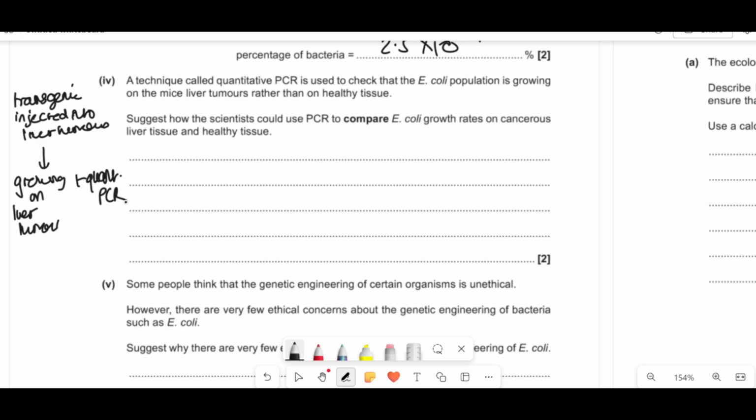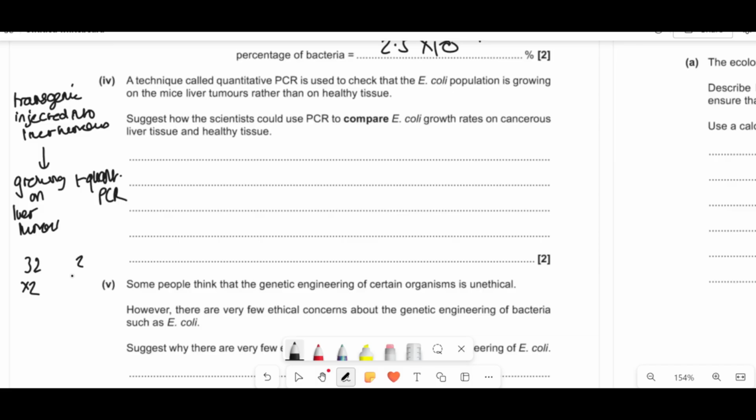When you're growing these on the liver tumor, they're going to be replicating. They're going to be having DNA replication, aren't they? And PCR also does DNA replication. On healthy tissue, it's told you in the question that they shouldn't really be there. For example, if we have 32 of these transgenic bacteria on the liver tumor, right? That's going to be 32 DNA strands, right? And every time you do PCR, it's going to be times 2. Imagine there's going to be less on the healthy tissue.